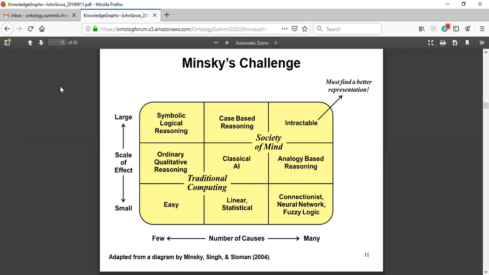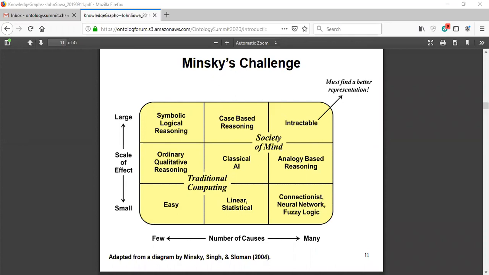There is an acronym, ASMOP, A-S-M-O-P, which stands for A Simple Matter of Programming. And so anything that is a simple matter of programming, namely you can sit down with whatever your normal language is and write a program, that's considered easy. And then on the scale from small problems to large, the large problems are symbolic logical reasoning. That's the kind of thing that Psych has been doing.